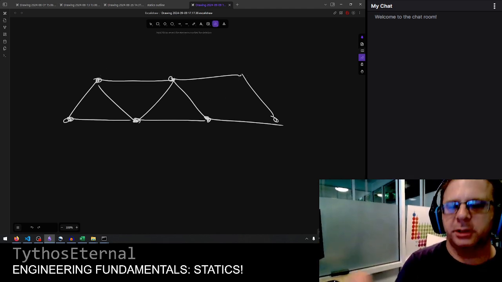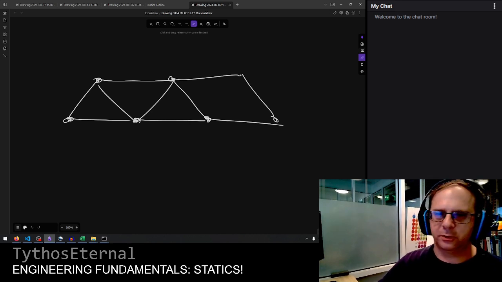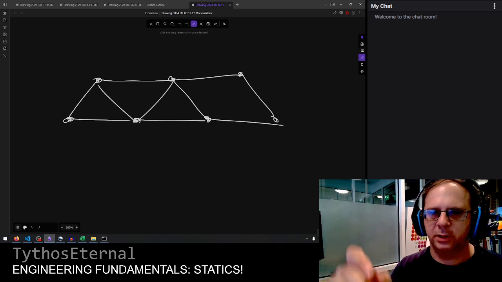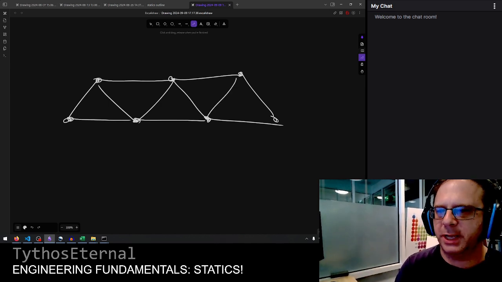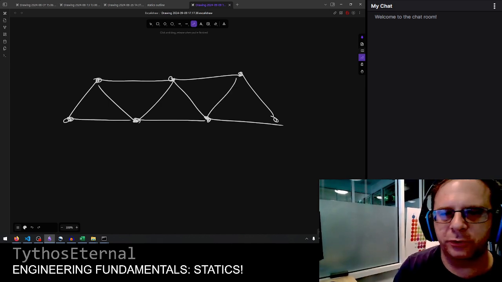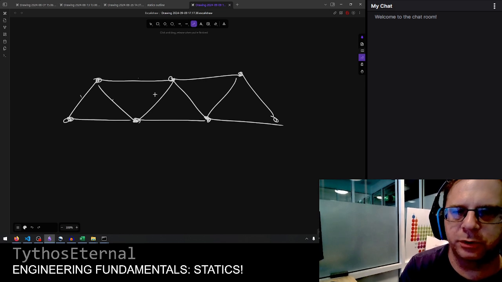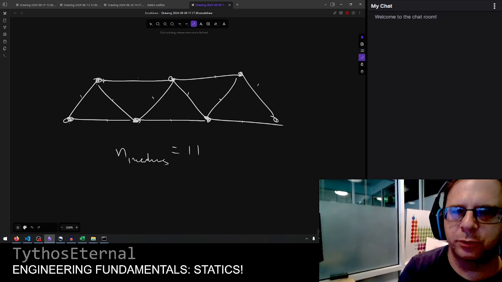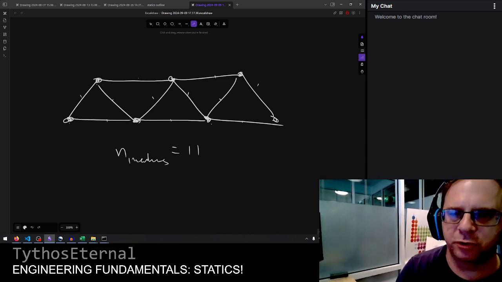So this is a little bit more complicated, but this also ends up showing us a really good example of how these systems can end up being solved. So if we have some number of members for the system, like 1, 2, 3, 4, 5, 6, 7, 8, 9, 10, 11, there's 11 members of the system, and 1, 2, 3, 4, 5, 6, 7 joints.